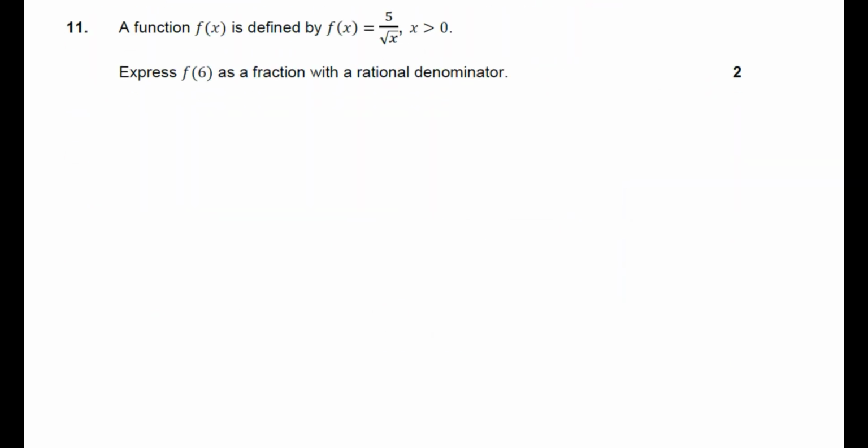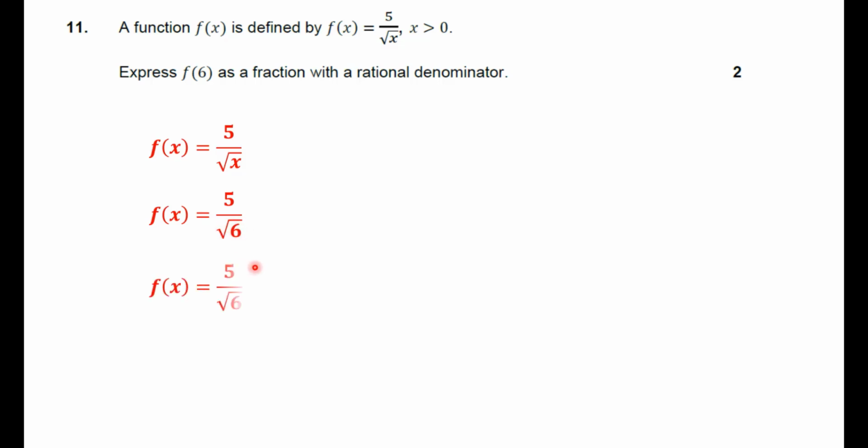Question 11. We have this function and we want to evaluate it when x is 6. That's not too difficult. There's a function. We're going to put 6 in for x. We get 5 over root 6, but we want a rational denominator. That means we don't want a root on the bottom. We want a normal number.